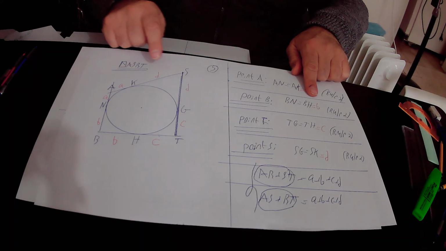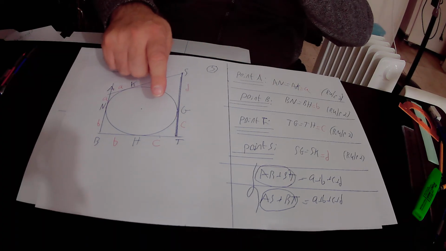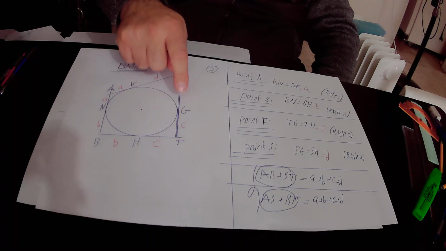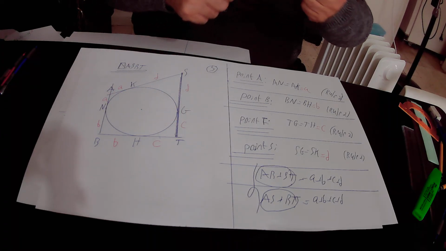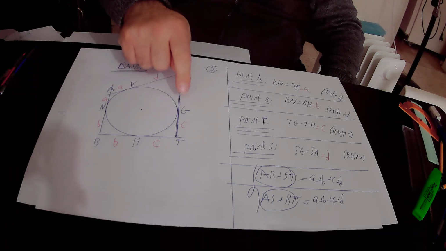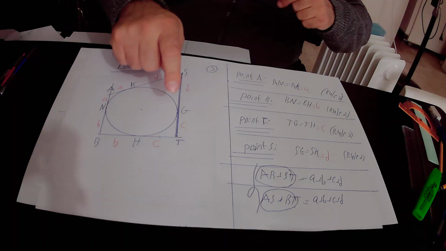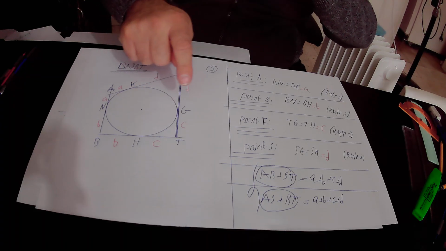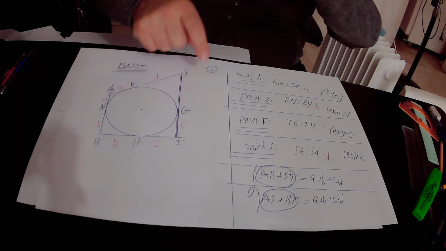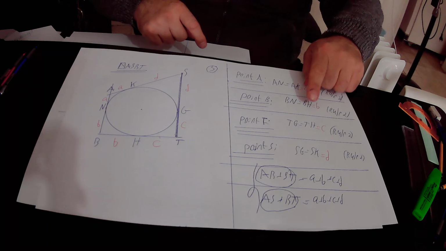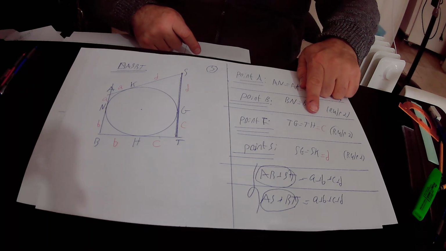Then we focus on the common standpoint point T. From the common standpoint point T, we have two tangents to this circle, tangent TG and tangent TH. And according to rule 2, they are equal to each other. That is to say, TH equals TG. So if we define TH as C, then TG must also be equal to C because they are equal to each other. So in conclusion, we found out that TG equals TH equals C.